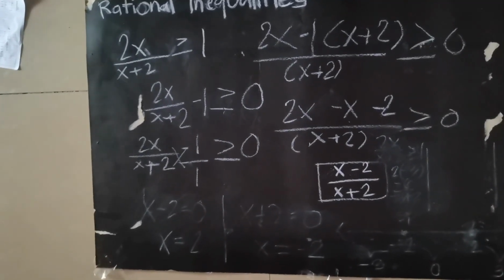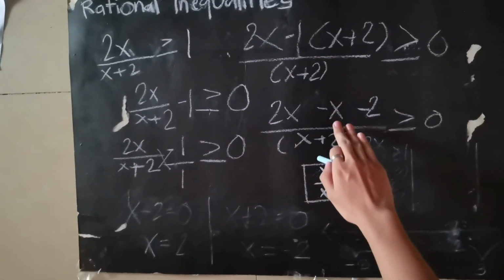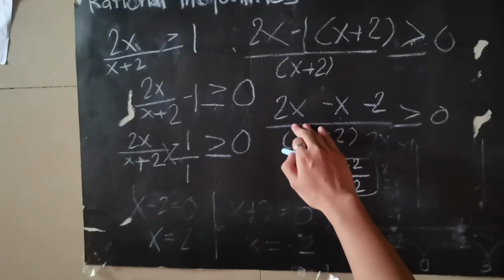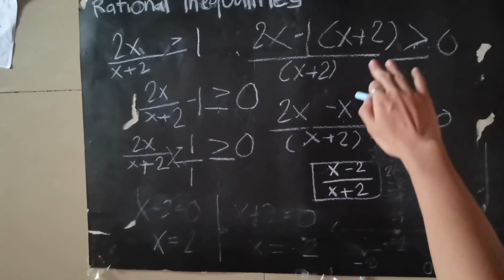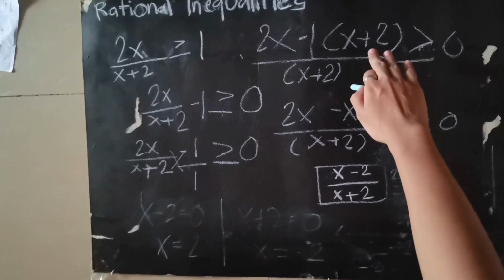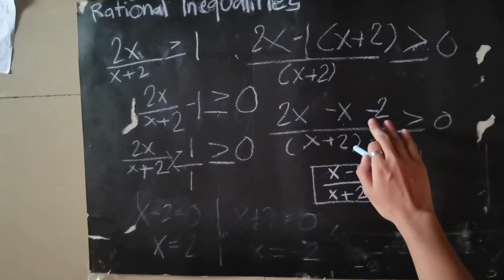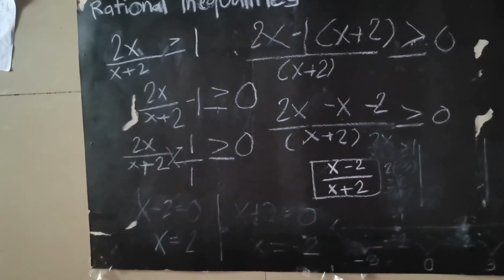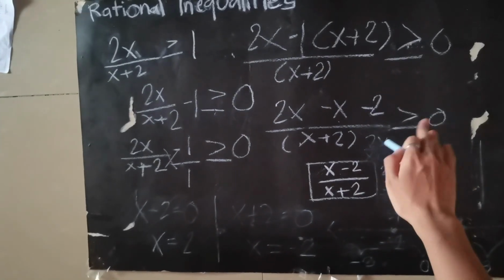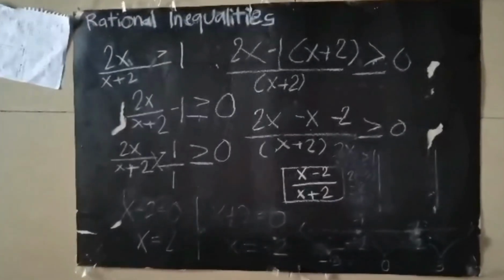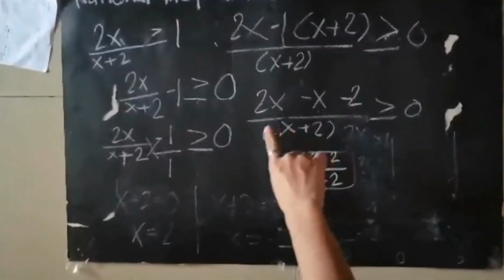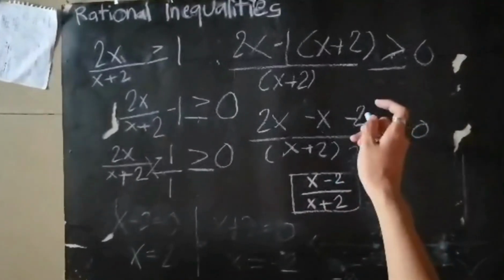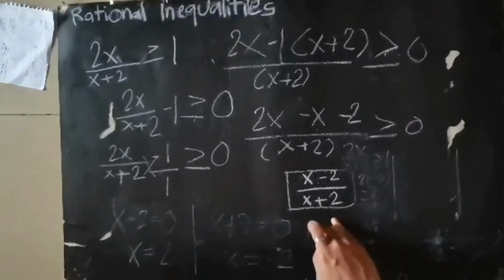Then we distribute the negative 1, so we have 2x, then negative x, and negative 2 from the x plus 2, and we put the denominator back, x plus 2, greater than 0. After solving all of this, our general form is x minus 2 over x plus 2.